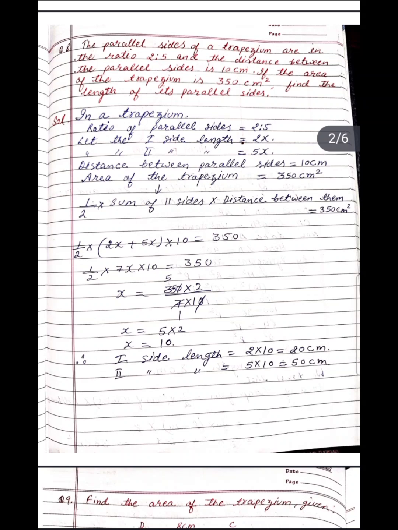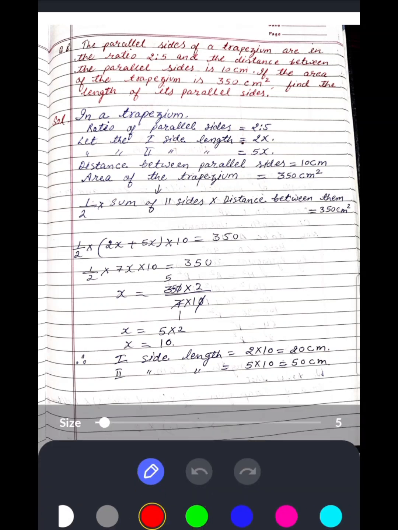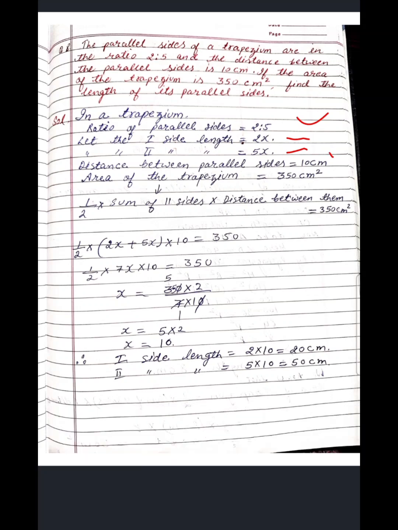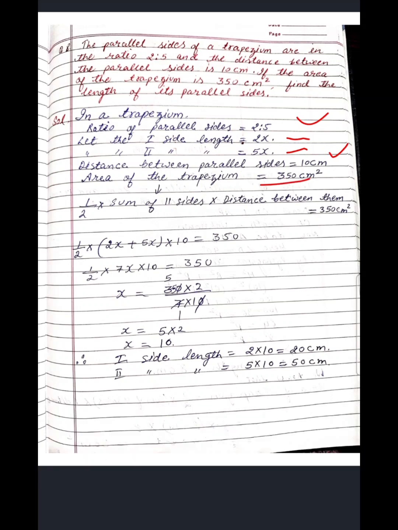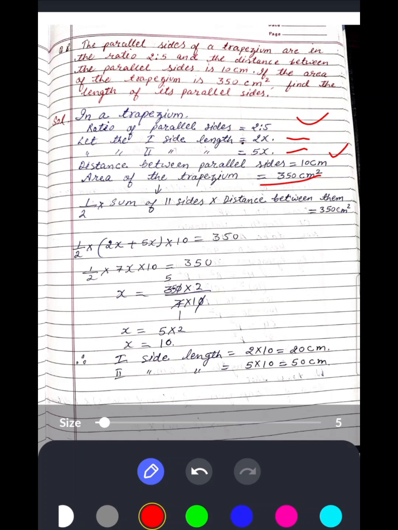So let us start the question. We'll start with the trapezium only. In a trapezium, the ratio of the parallel sides is given, that is 2:5. So let us assume the first side length is 2x and second will be 5x, and the distance between parallel sides, that means small h, is equal to 10 centimeter. Area is also given, so area will be equal to 350 square centimeter.